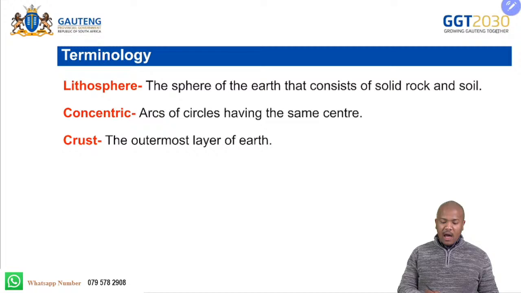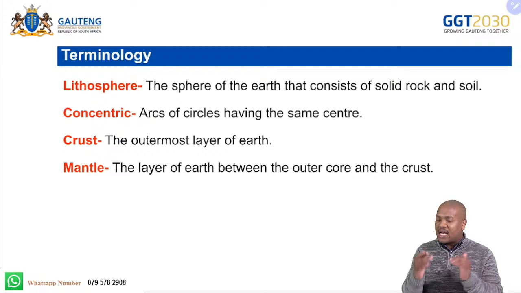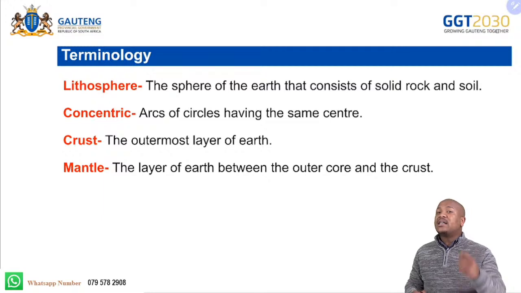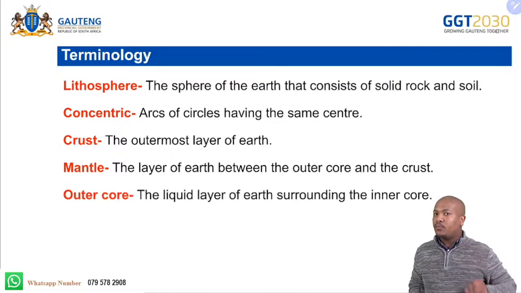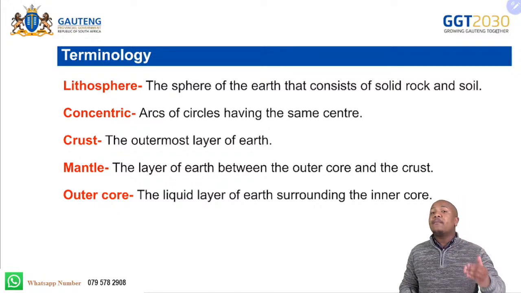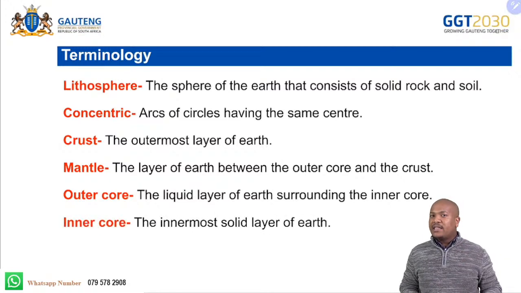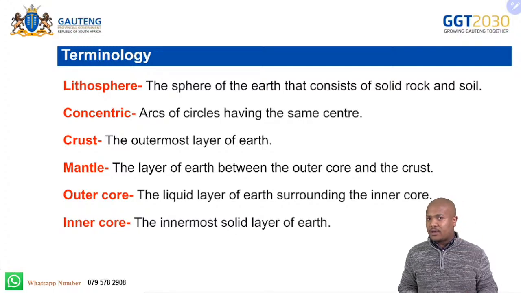We also have the mantle. The mantle is the layer of Earth between the outer core and the crust, so note the differences between these layers. Also, we have the outer core. The outer core is the liquid layer of the Earth surrounding the inner core. Then we have the inner core. The inner core is the innermost solid layer of the Earth.